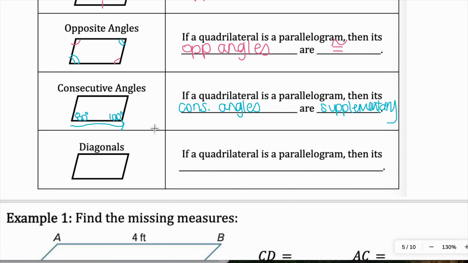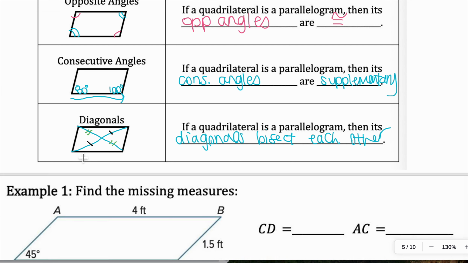And then diagonals: if a quadrilateral is a parallelogram, then its diagonals bisect each other. So that means from one corner to its opposite and the other corner to its opposite, they're going to create 2 even segments. Maybe they match, maybe they don't. That kind of depends on the shape, and we'll talk more about that specifically in the next episodes to come.